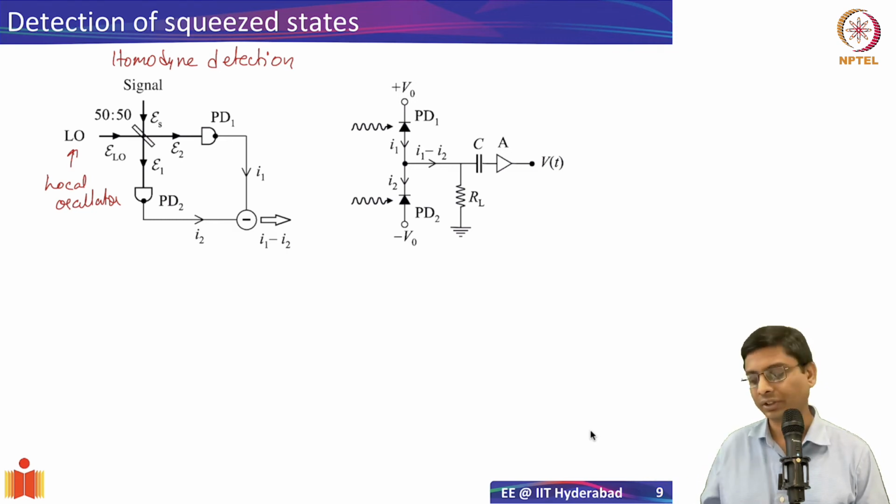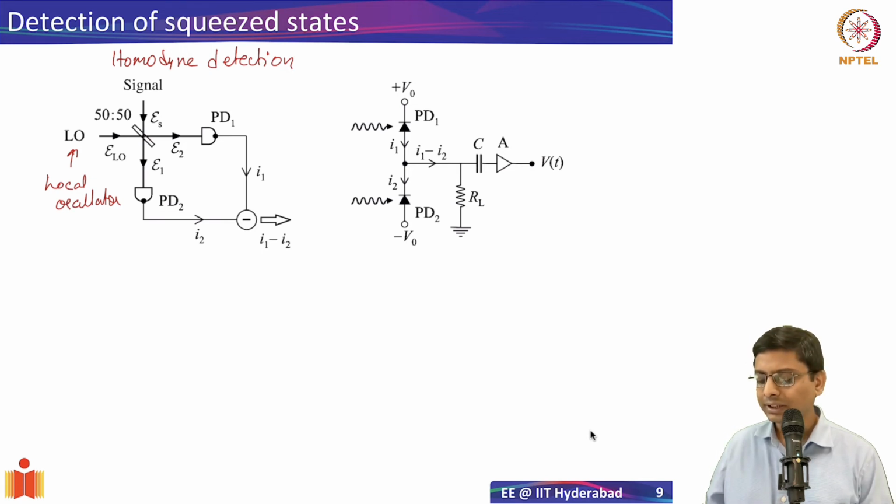That's a photodetector circuit. Now, what we can do is consider the case without a signal. Okay. No signal situation.